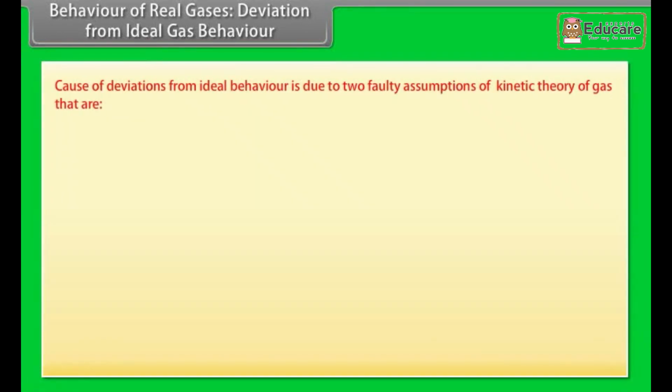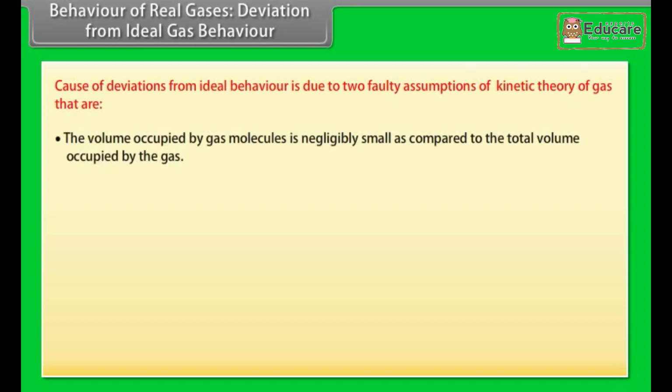The cause of deviations from ideal behavior is two faulty assumptions of the kinetic theory of gas, that are: the volume occupied by gas molecules is negligibly small as compared to the total volume occupied by the gas, and the forces of attraction between gas molecules are negligible.